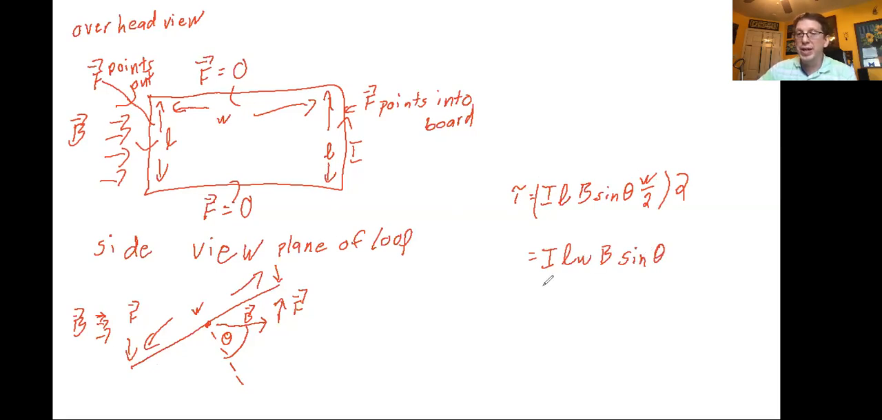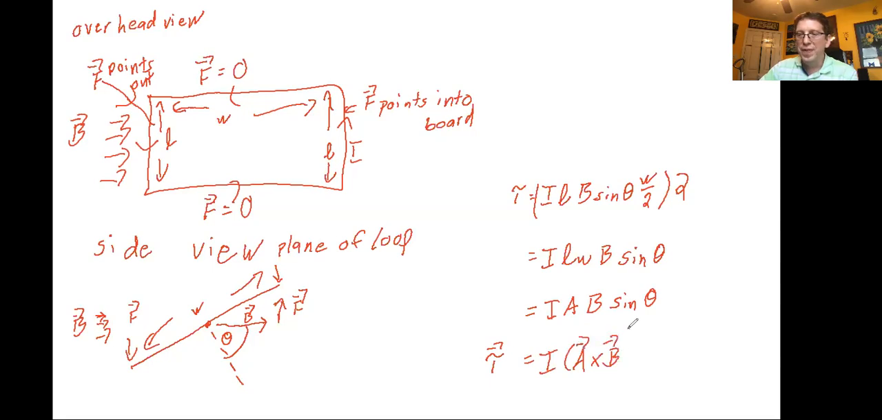But L times W is just the area enclosed by the loop. So that becomes I times A times B times the sine of theta. And so that's the magnitude of the torque. And notice, because you have the sine of theta, you can write this as a cross product. So the torque is equal to I times the cross product of A and B.